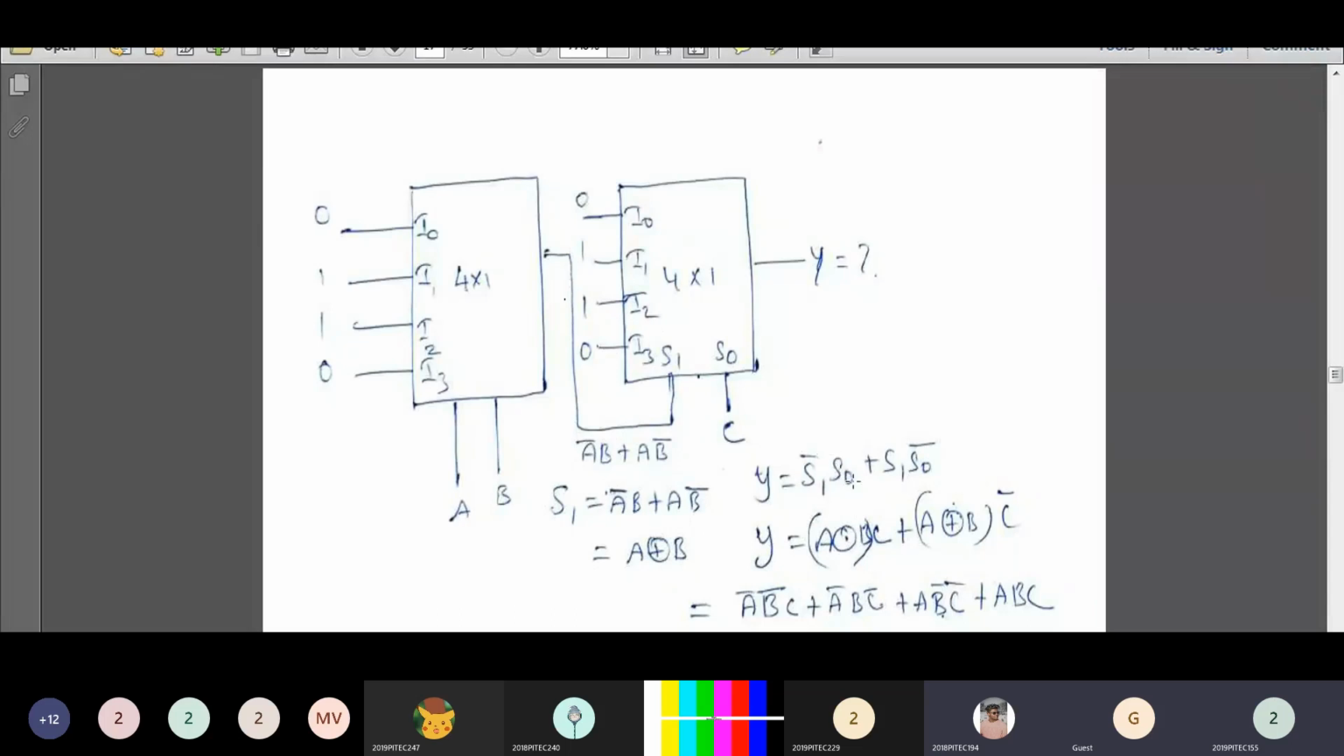And here you have to substitute the value of S naught. What is the S naught value? S naught value is C. So you substitute C here, plus S1. What is S1? S1 is nothing but A XOR B. So you write A XOR B. What is the S naught dash value? S naught dash will be C dash. So you substitute C dash here. You can simplify further. You can write this expression as A bar B bar C plus A bar B C bar plus A B bar C bar plus A B C. This is your final answer.